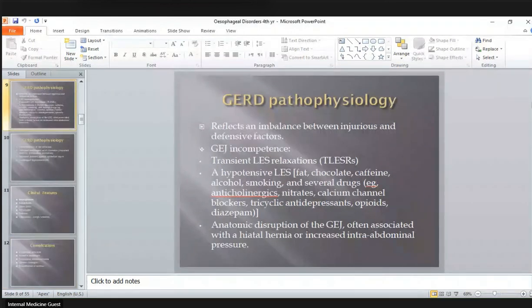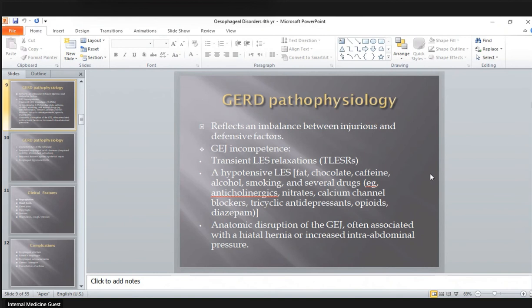So, as I said, the major anti-reflux mechanism is the lower esophageal sphincter. If there is incompetence here, then there is an issue which will lead to flow of gastric contents backward. For example, hypotensive lower esophageal sphincter, certain foods like caffeine, chocolate, certain medications like nitrates and calcium channel blockers will decrease the pressure in the lower esophageal sphincter.